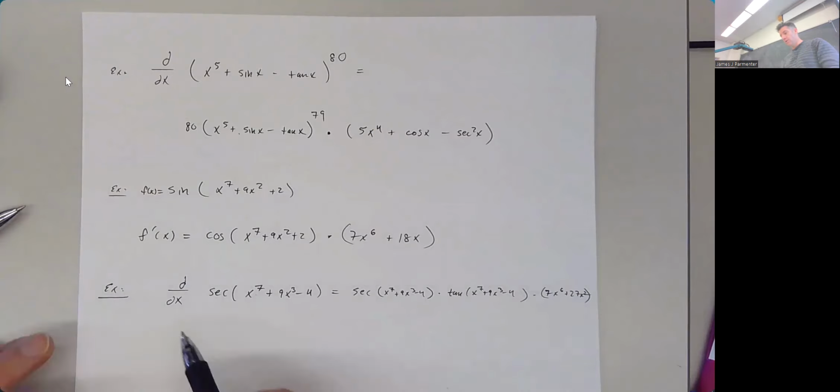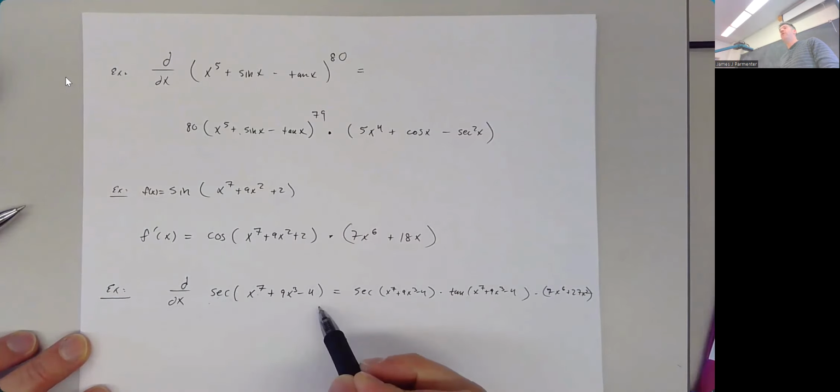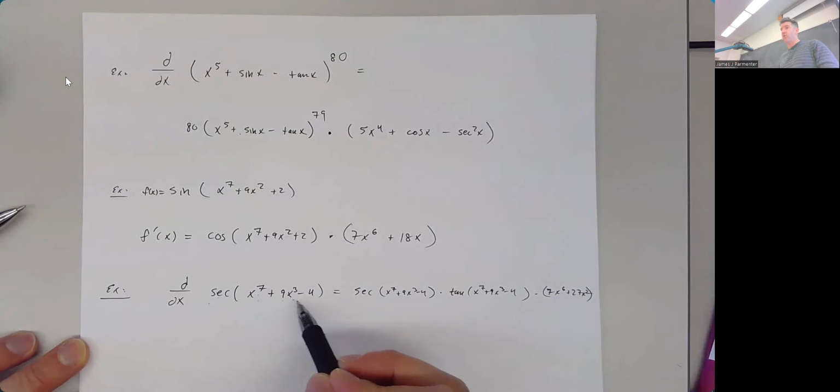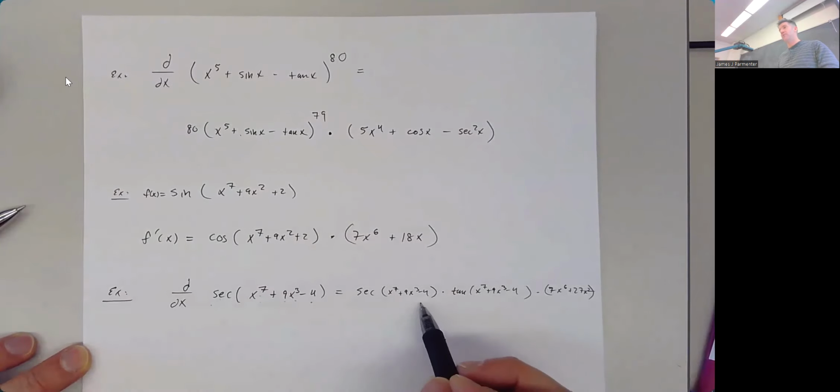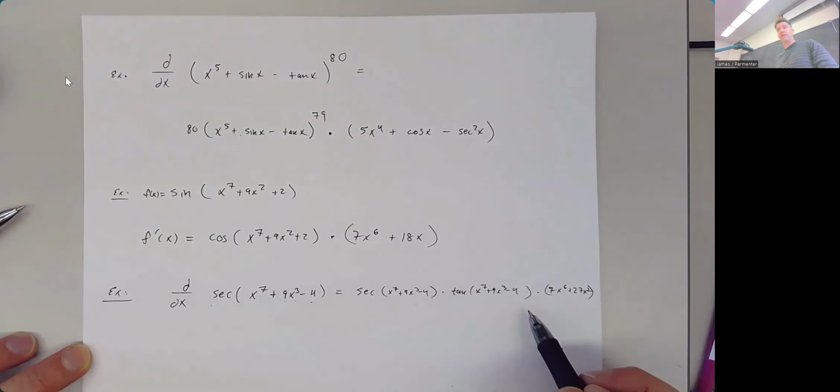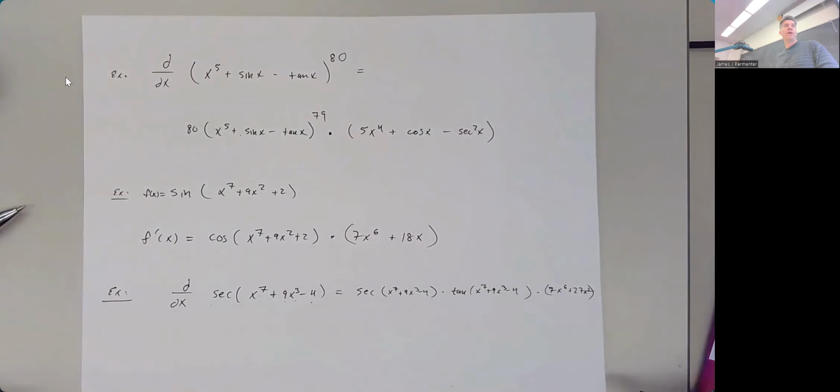So here, the derivative of secant of x to the 7th plus 9x cubed minus 4 is secant of that same stuff times tangent of that same stuff times the derivative of that stuff. And we don't get the derivative of that stuff coming up twice, even though the stuff shows up twice.